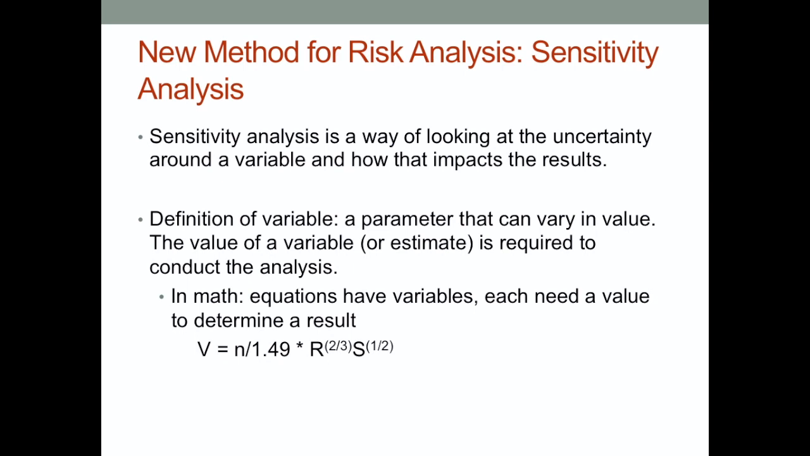the outcomes. So this takes us back to variables. And the definition of a variable is a parameter that can vary in value. Very variable, right? So the value of a variable or an estimate is required to conduct the analysis. Our variables vary. That means they have some uncertainty around them, right?